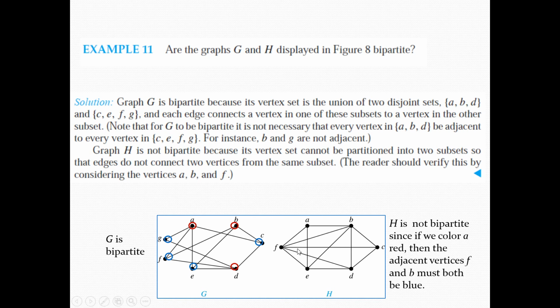In this graph, we cannot find such two disjoint sets. So H is not bipartite. Since if we color A red, then the adjacent vertices F and B must both be blue. Okay, so let's go ahead.